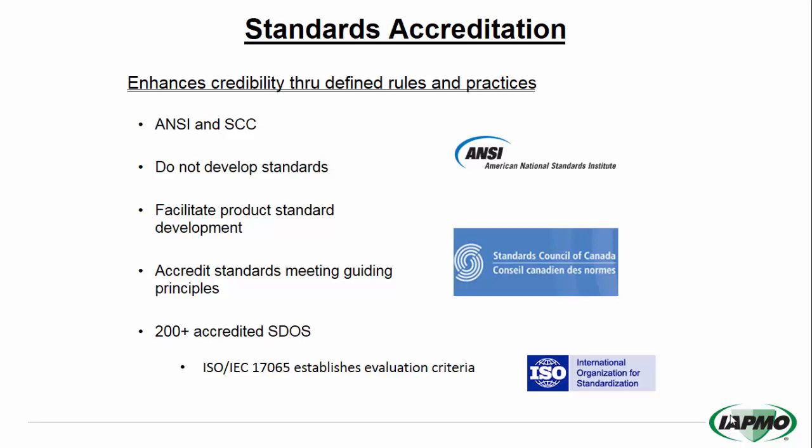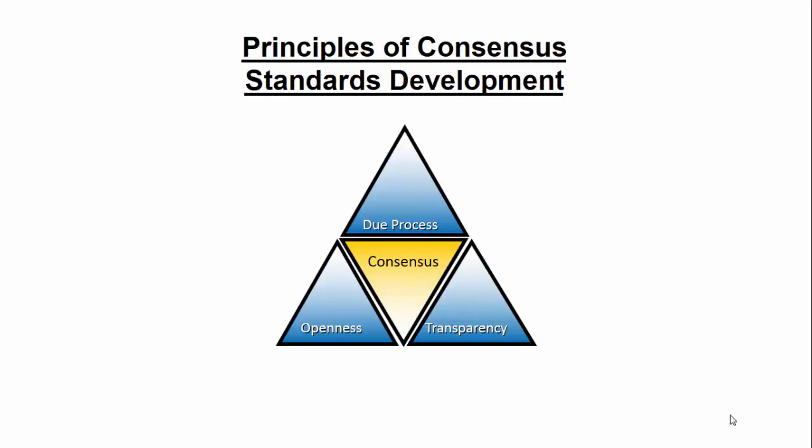There's over 200 accredited SDOs in the US and Canada, and all of the standards are developed primarily under the principles of consensus standards development. So it's primarily focusing on openness, so all materially affected parties can participate in the development activity. It's a transparent process, so the records and processes are open and public. There's a due process scheme so that it's written, documented, and there's an appeals process. And it's also under consensus, whereby no one individual group or entity can have a majority on any of the committees.